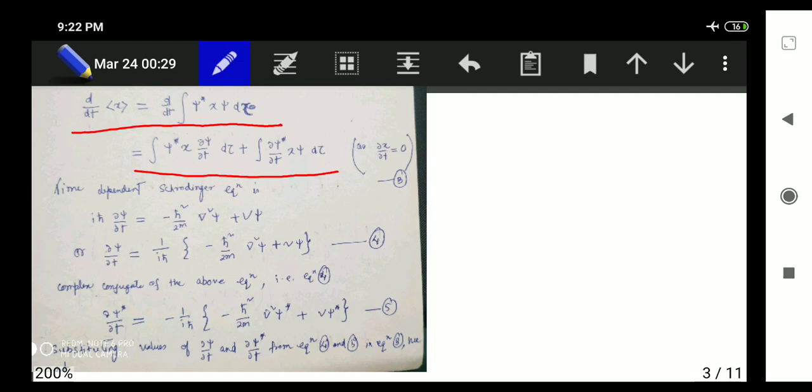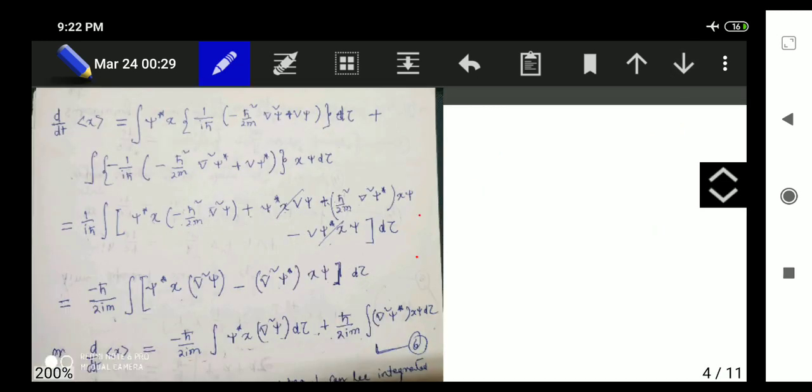In the next step I will write the complex conjugate of equation number 4. That means psi can be complex, so we will write psi star, which you all know already. So del psi star del t, and since you have i, that can become minus, all those things. The reason is that we'll put these del psi del t and del psi star del t values in equation number 3. We'll put those values in equation 3.